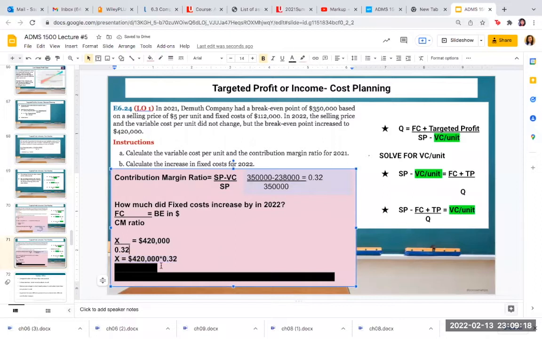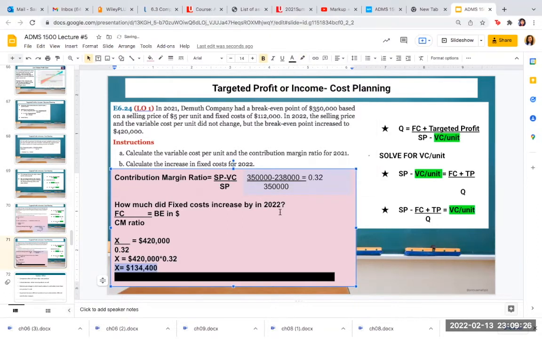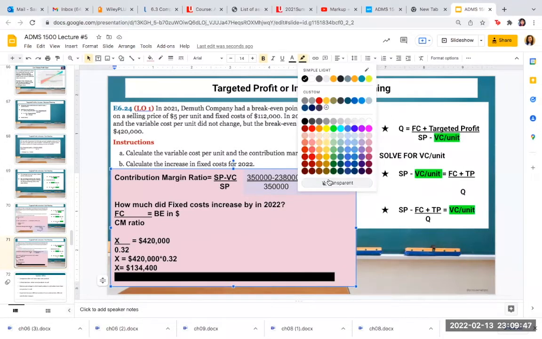So $420,000 times 0.32 gives us a fixed cost in 2022 of $134,400. And remember, fixed cost was $112,000 in 2021. So when we do 134,400 minus $112,000, we realize that our fixed costs have increased by $22,400.